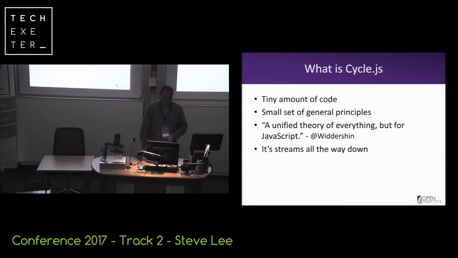Widdershin, a guy in New Zealand who's one of the core contributors of CycleJS, recently described it in an article as a unified theory of everything, but for JavaScript. And really, he was coming to this: if you use React, it handles the view, and you might add Redux to give you the single flow and single state atom. But apart from that, you don't get a lot of guidance for how to engineer or architect your system. Whereas Cycle gives you a very firm model, and we'll see that in a minute. And that's what he was getting at.